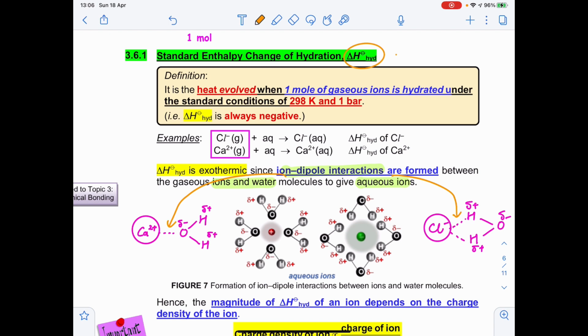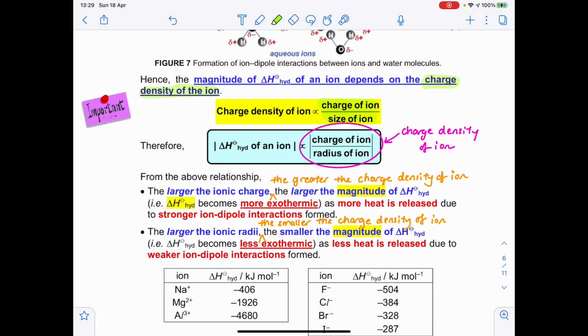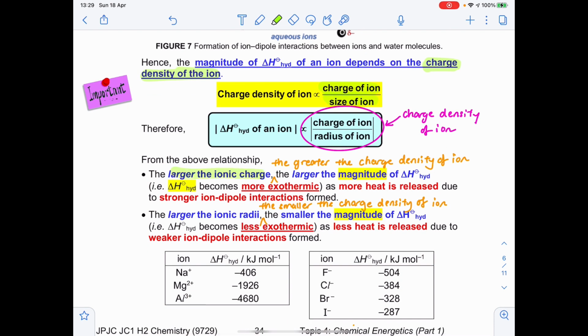To represent this process using a thermochemical equation, it will show 1 mole of gaseous ions forming 1 mole of aqueous ions. So therefore, from the above relationship, the larger the ionic charge, the greater will be the charge density of the ion, and the larger will be the magnitude of enthalpy change of hydration. Or the larger the ionic radius, the smaller the charge density of the ion, and the smaller will be the magnitude of enthalpy change of hydration.